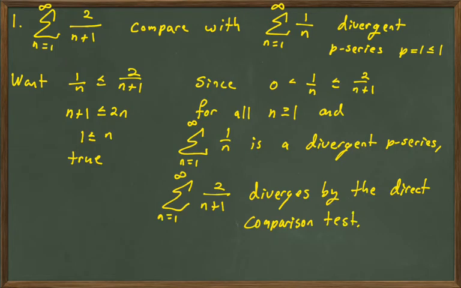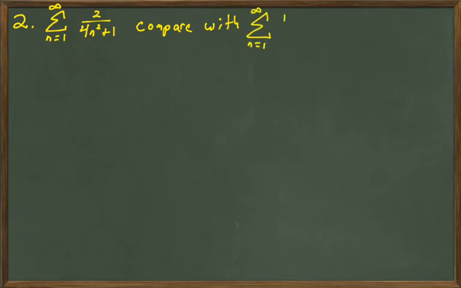Okay, so let's go ahead and look at another couple examples here. So let's go on to example number 2. We'll look at the sum n equals 1 to infinity of 2 over 4n squared plus 1. And so this is a little bit like the infinite series n equals 1 to infinity of 1 over n squared. So this is going to be another p-series. And this time it's going to be a convergent p-series, the sum n equals 1 to infinity 1 over n squared.